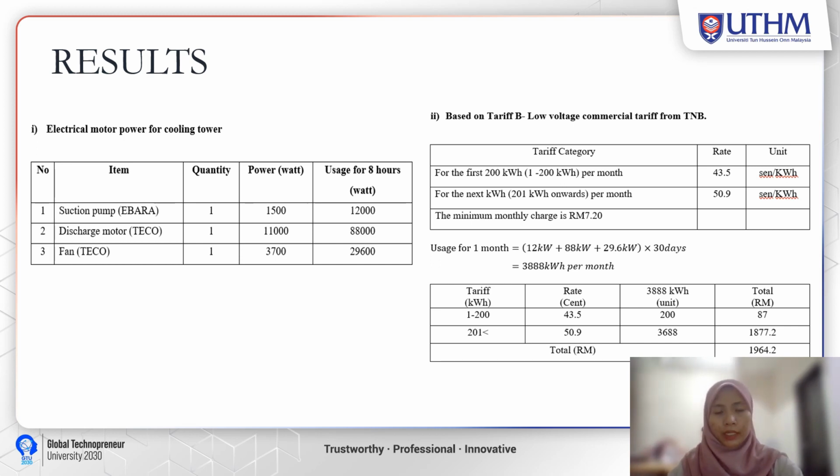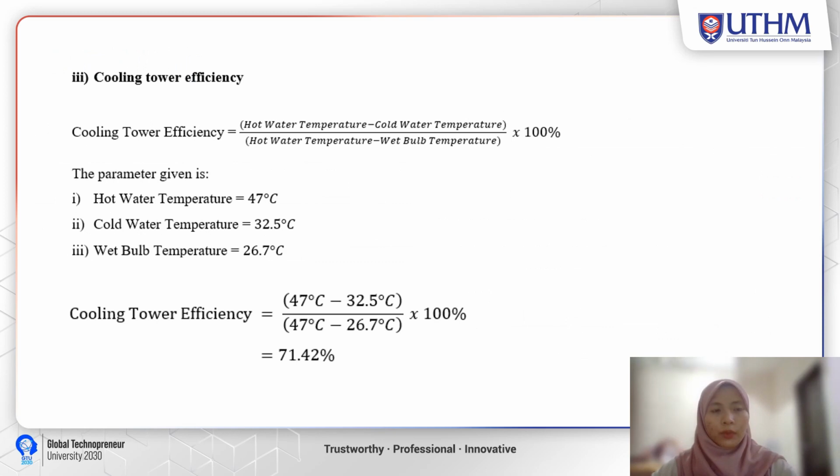Next, we're going to find the cost based on tariff B, the low voltage commercial tariff from TNB. From the tariff category, the first 1 until 200 kilowatt hour per month is 43.5 cent per kilowatt hour, and then the next is 50.9 cent per kilowatt hour. So the total RM for the power consumption is 1964 ringgit Malaysia. Lastly, we're going to determine the cooling tower efficiency by using the illustrated formula.